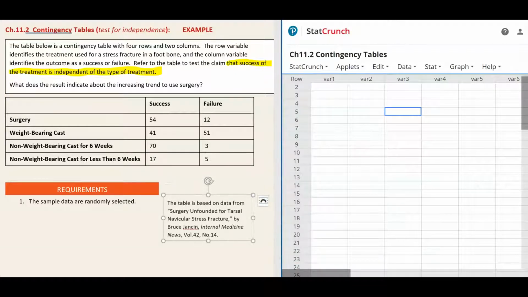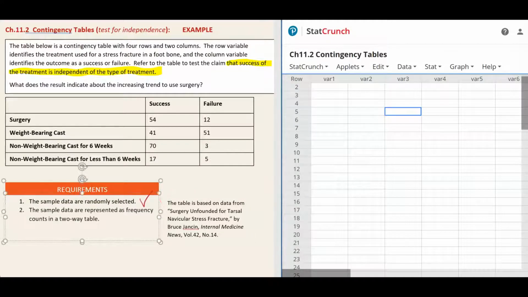Considering the source of the study, the table is based on data from "Surgery Unfounded for Tarsal Navicular Stress Fracture" by Bruce Jancin, Internal Medicine News, Volume 42, Number 14. We will treat the subjects as being randomly selected and randomly assigned to the different treatment groups. So the first requirement is met.